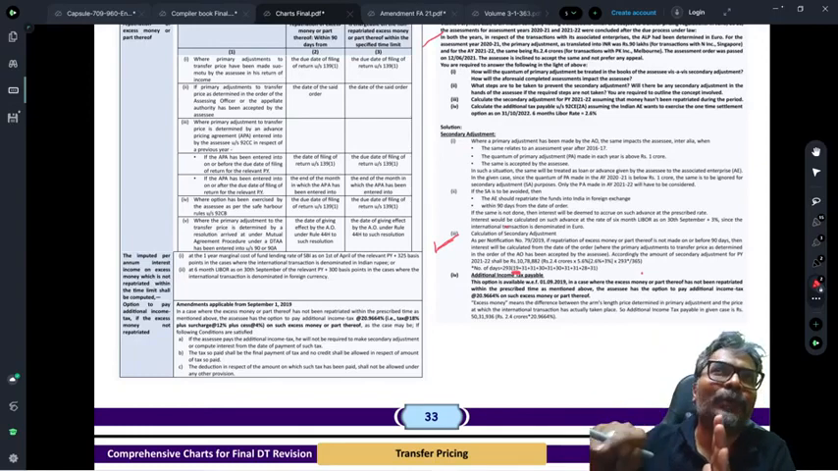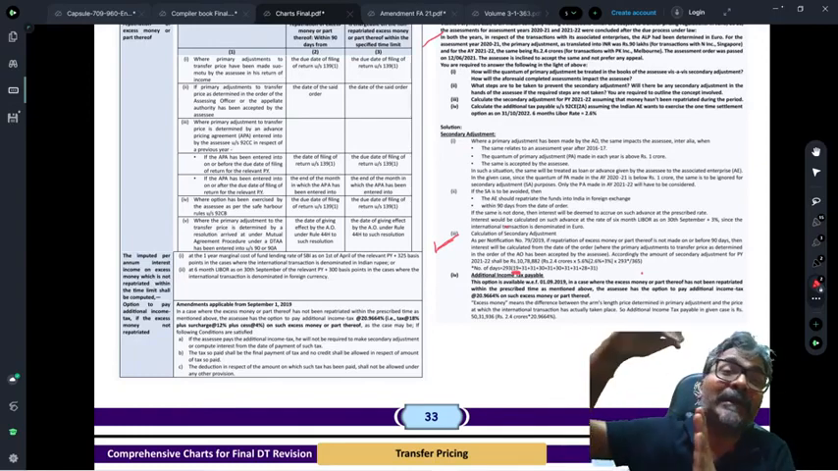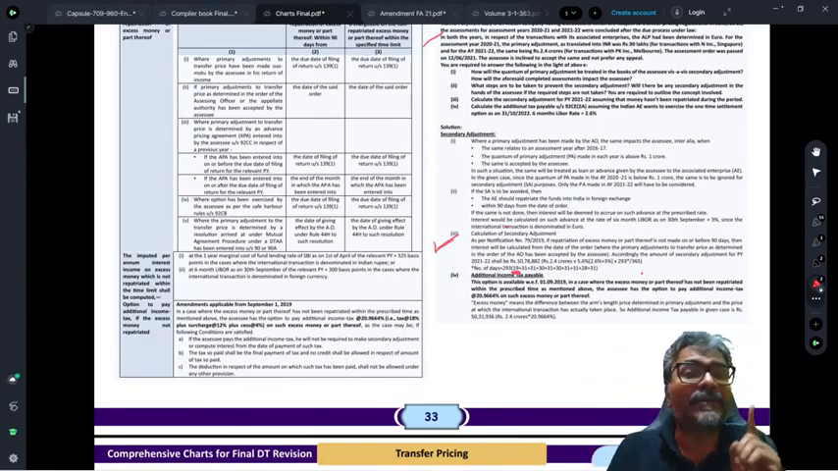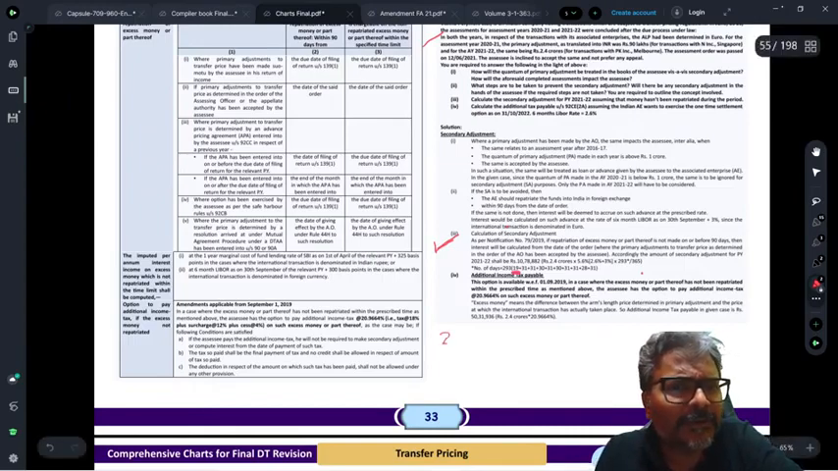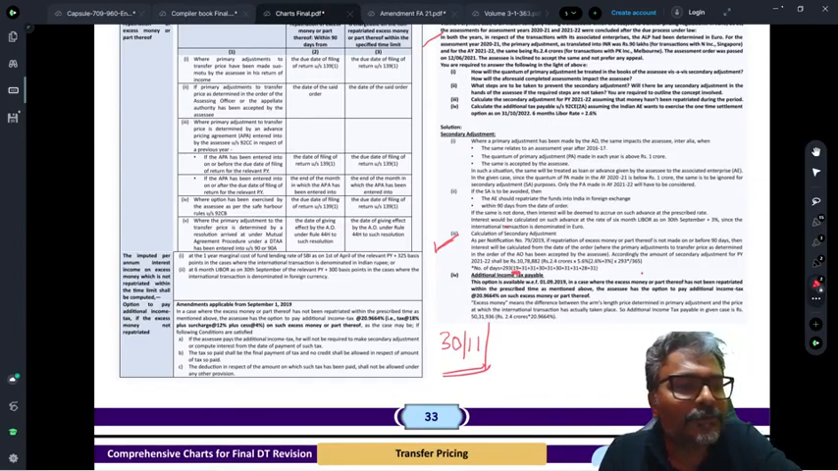At what rate? I have told you. And the interest will be calculated from the relevant date. Now, the relevant date here would be the due date of filing of the return of income. By the way, what is the due date of filing of the return of income? 30th of November. So from 30th of November, students, you are going to calculate the interest. So 30th November will get in. Are you getting this one?